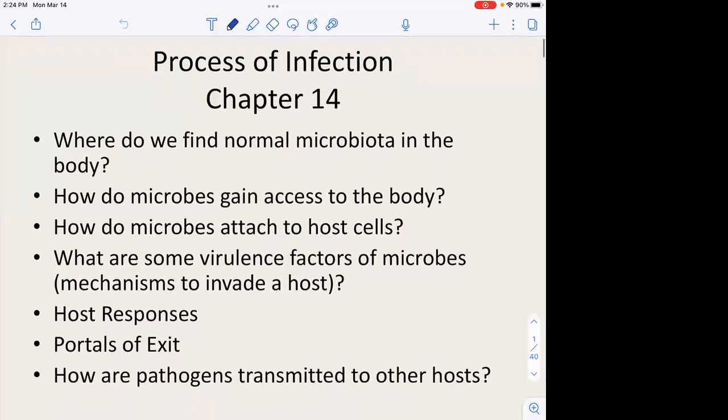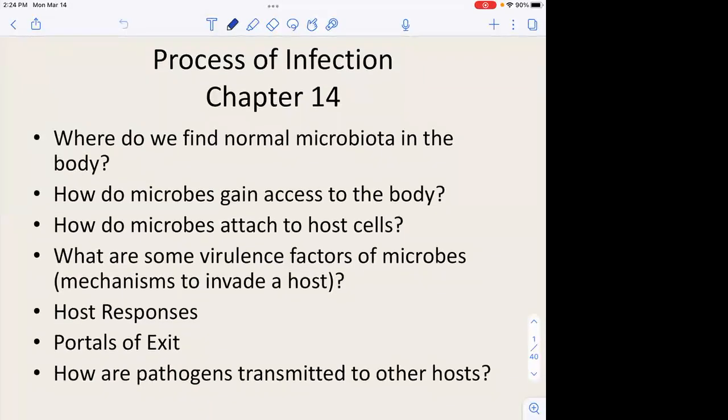Okay. I think that you'll find this chapter pretty appropriate, considering what we've been through the last couple of years. Pretty applicable, talking about the process of infection. So it's kind of a precursor here as we start thinking about how our body fights infection, our whole immune system.